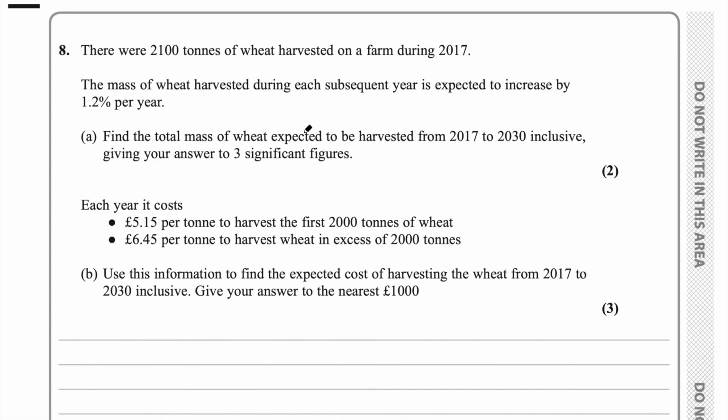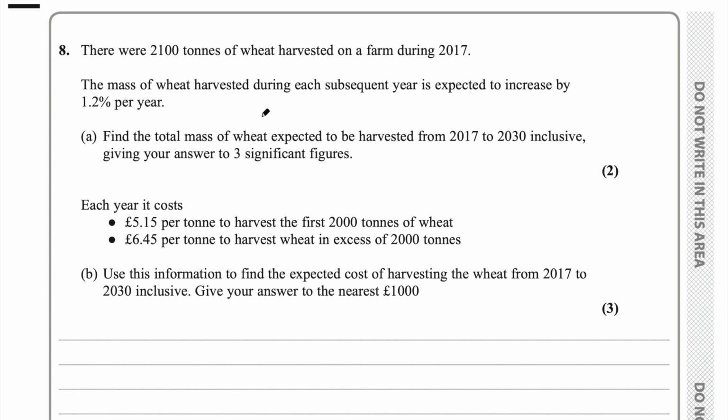Question 8 says there were 2,100 tons of wheat harvested on a farm during 2017. The mass of wheat harvested during each subsequent year is expected to increase by 1.2% per year. Part A says find the total mass of wheat expected to be harvested from 2017 to 2030 inclusive, giving your answer to 3 significant figures.